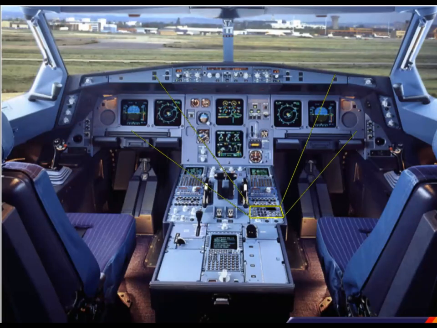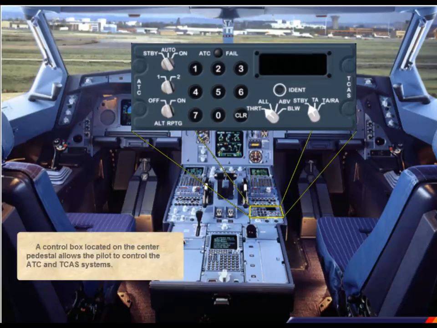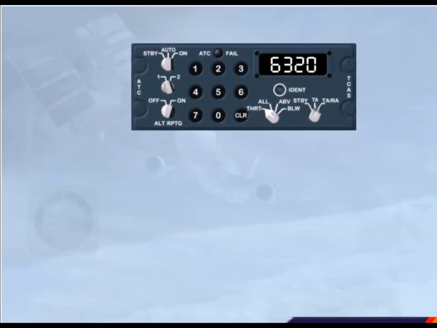A control box located on the center pedestal allows the pilot to control the ATC and TCAS systems. The main part is dedicated to the transponder controls, while the right bottom part is used for the TCAS controls.